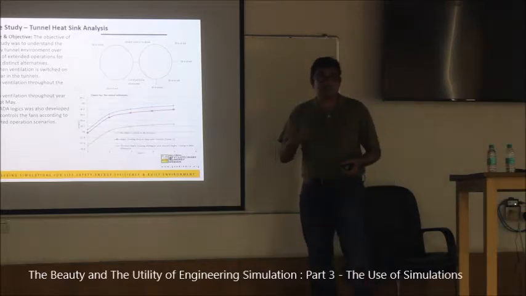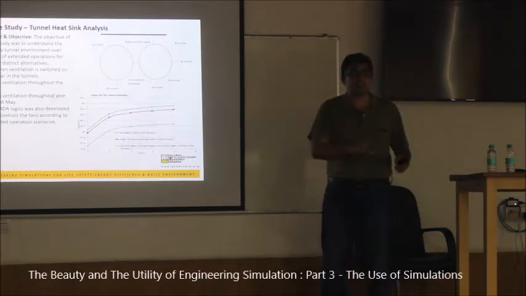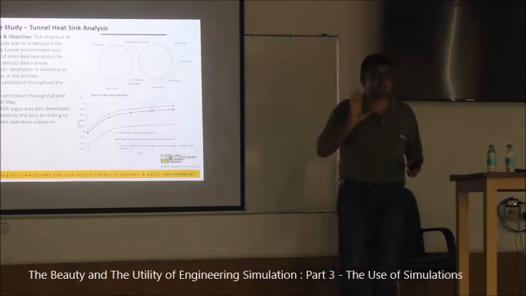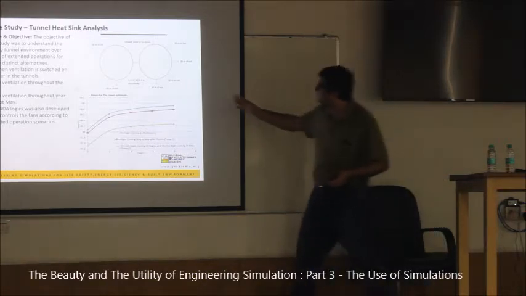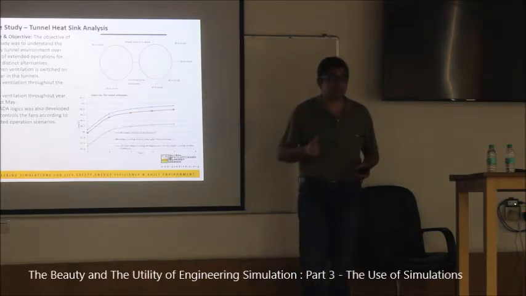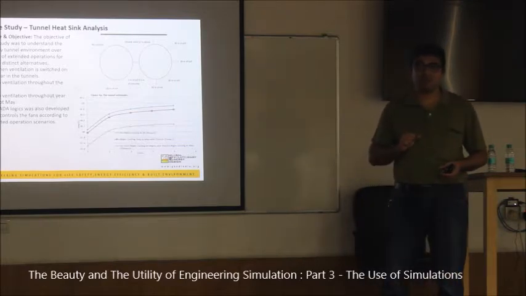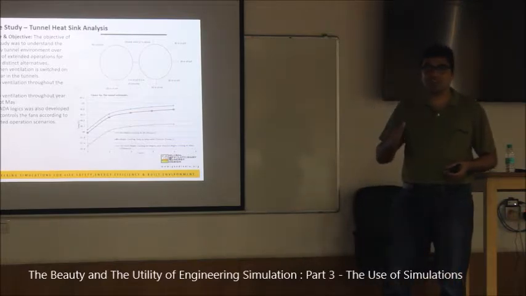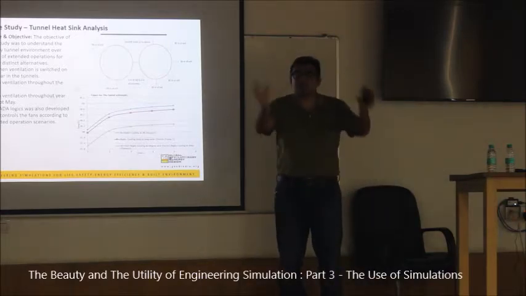So what this train is doing is coming in, rejecting some heat, and going out. Coming in, rejecting some heat, going out, every 2.5 minutes, from 6 in the morning to 12 at night. What is going to be the condition of the tunnel wall at the end of the night if you don't ventilate it? Thermal expansion is a secondary aspect. If you heat it too much, the entire tunnel structure is going to expand.